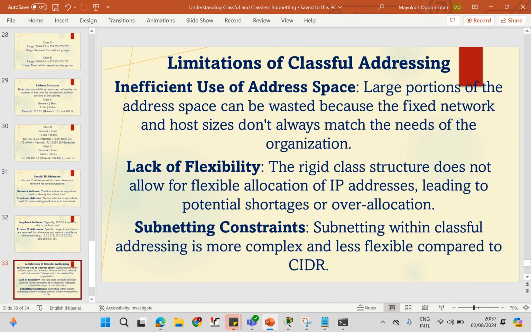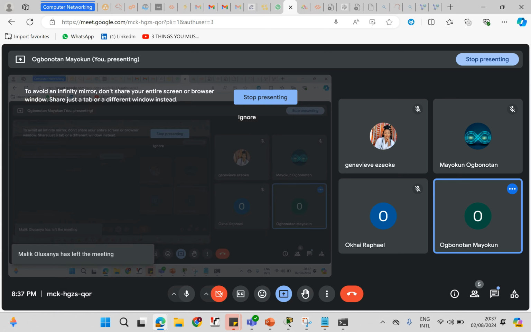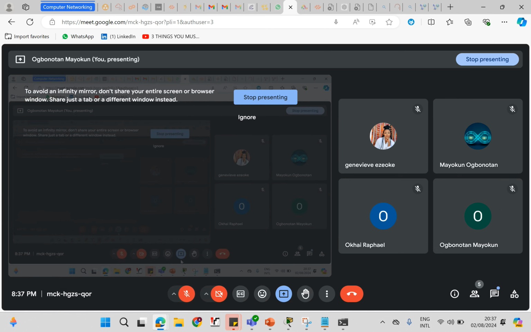Limitations of classful addressing. Why is it? Just give me a moment, please. All right. I need a new translation version of Second Peter chapter 1 verse 3. Drop it on my WhatsApp. Like, can you copy and send it? I'm almost done in this class.